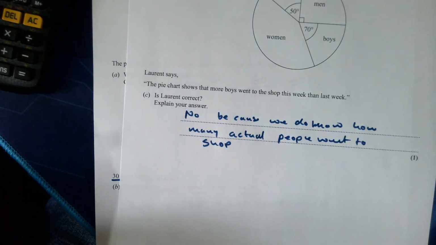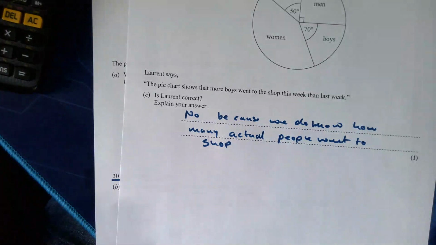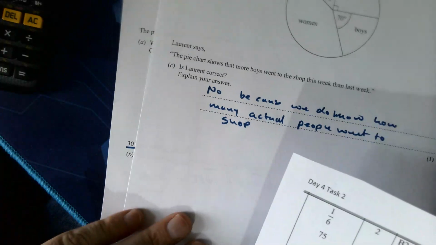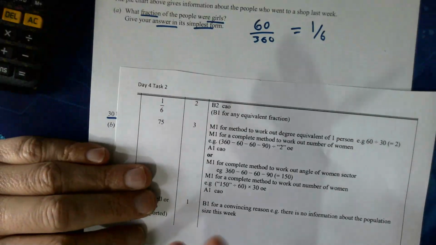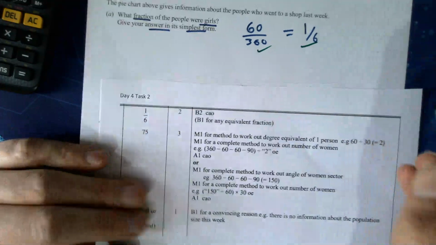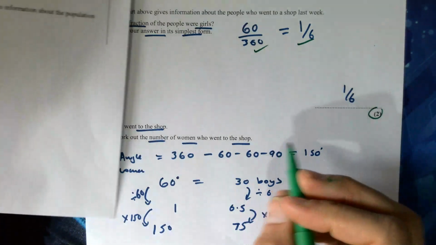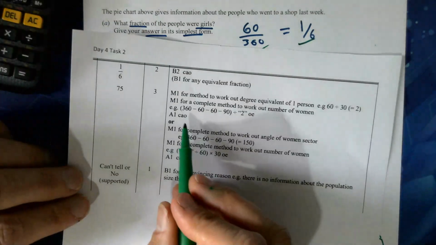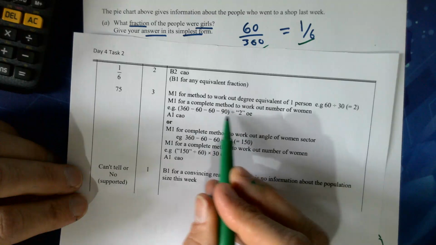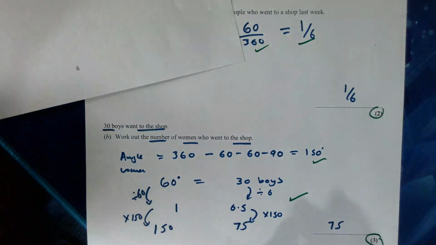Now, let's get our purple pens out, our mark schemes. I'm going to use my green. Obviously, let's go through it. Two marks, 1 mark for any equivalent fraction, so I've got those 2 marks nailed. 75, I've got the full 3. You can see there was a mark for doing the 360, dividing it and timesing it up. There, nailed. Turning over to this one.